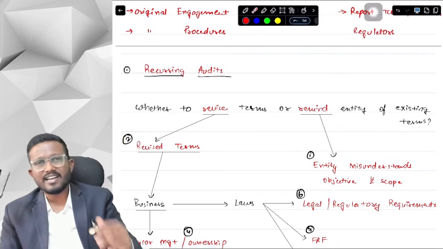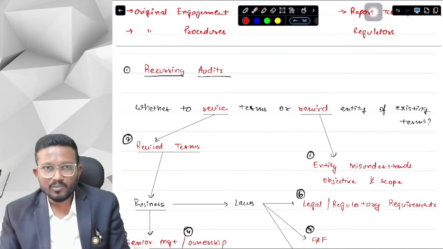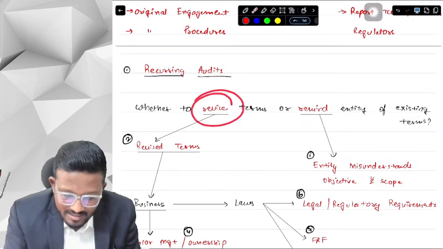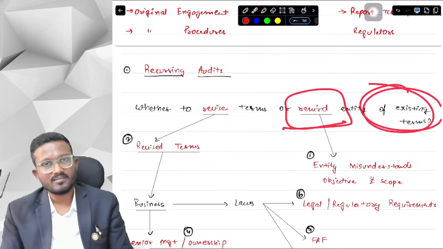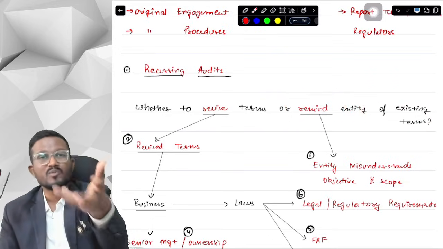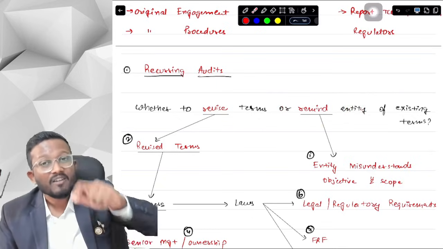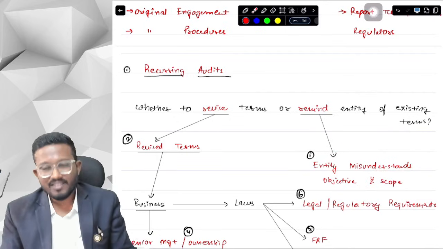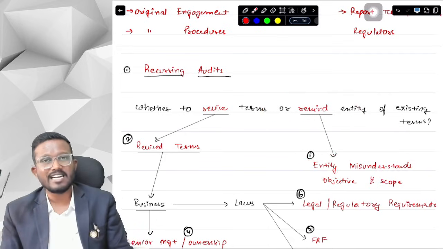So it says that in case of recurring audit, obviously every year we don't have to agree the terms of engagement with the client, but there can be certain situations where we need to revise the terms of the engagement or where we need to remind the entity of the existing terms. Now, what are those factors or what are those situations? So first of all, we need to remind the entity of the existing terms when we think that the management misunderstands the objective and scope of audit. When we think that the entity misunderstands the objective and scope of audit, then we will obviously need to remind the entity about the existing terms.